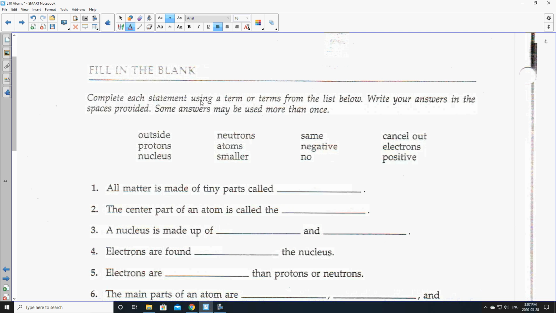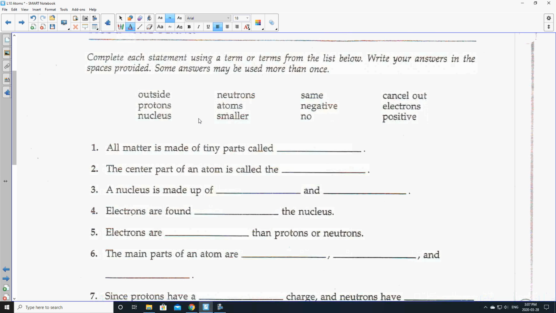Okay, so complete each statement using a term or terms from the list below. Write your answers in the spaces provided. Some answers may be used more than once. Let's not get into the habit of crossing these out. Let's just use them whenever they're correct. So we're filling in the blanks. All matter is made up of tiny tiny parts called, okay, so what are these? Outside, protons, nucleus, neutrons, atoms, smaller, same, negative, no, cancel out, electrons, positive.